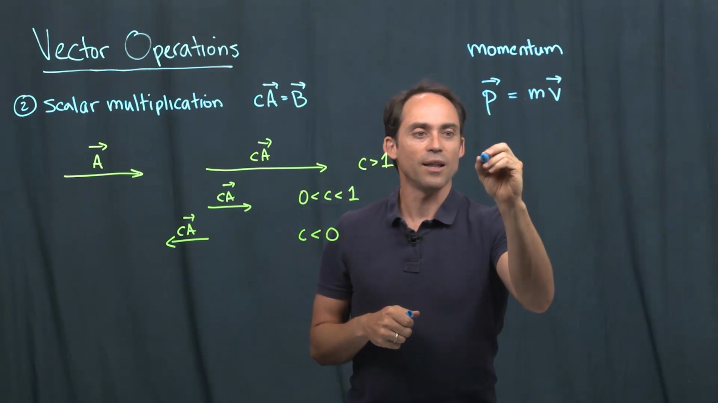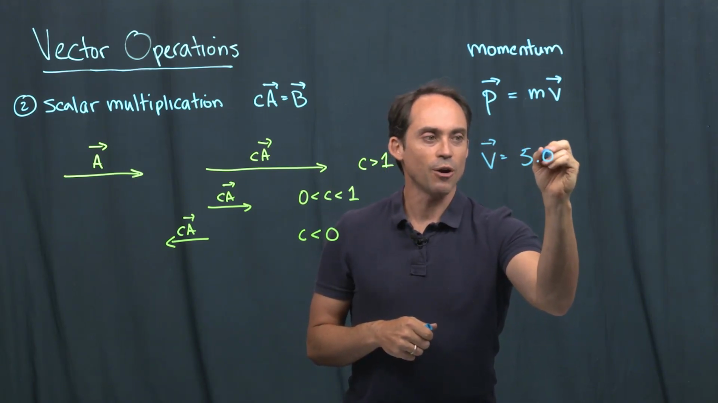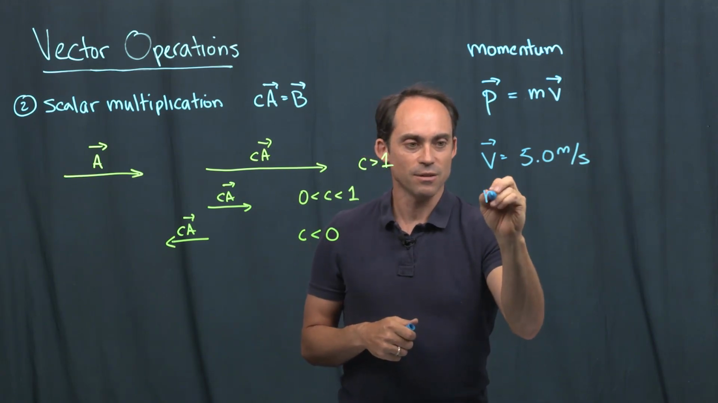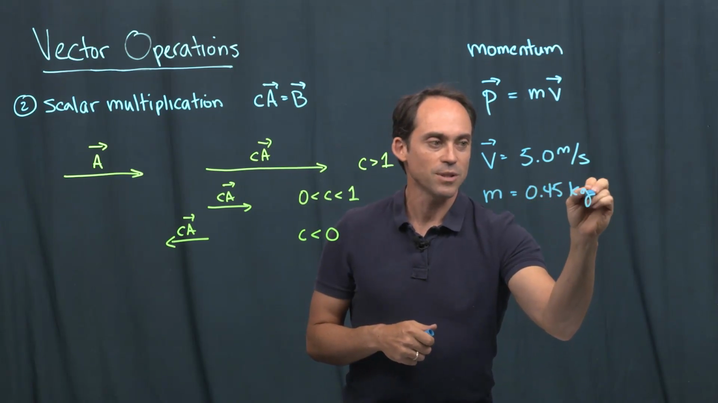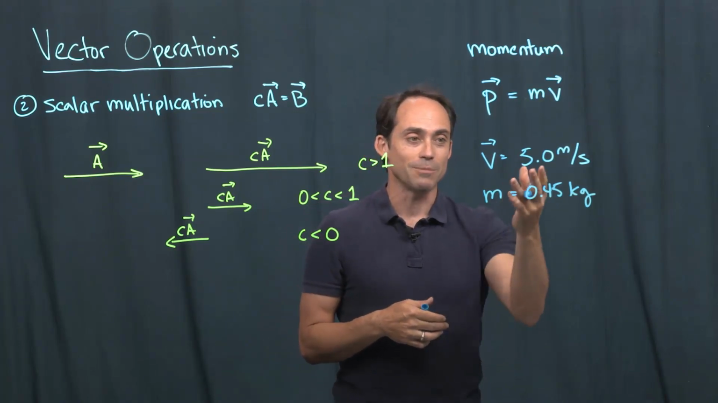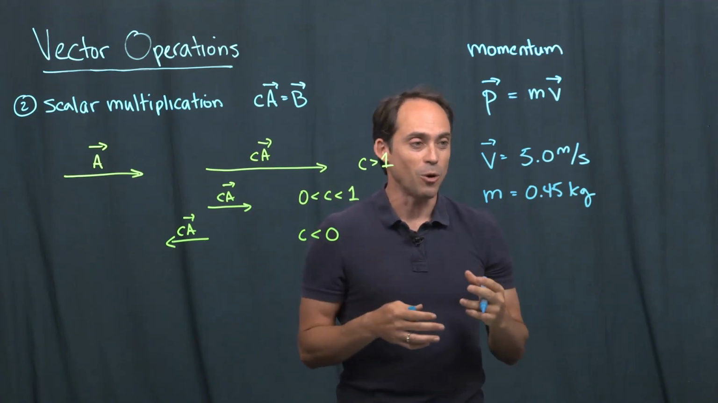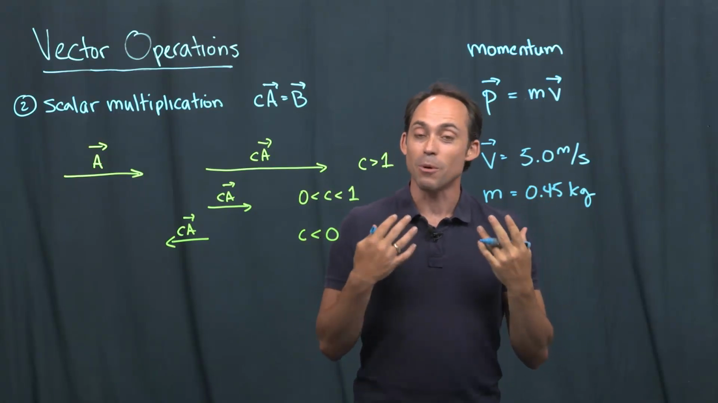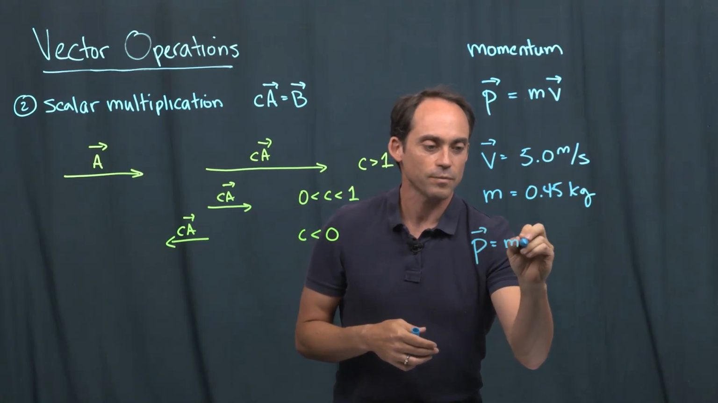So if we take an example of, for example, a velocity of 5.0 meters per second and a mass that's equal to 0.45 kilograms. And just for context, this is about the mass of a soccer ball, and this is about the speed or velocity of a very quickly kicked soccer ball that might go in the goal against the Japanese in the World Cup recently. We can calculate the momentum of that soccer ball by just multiplying these numbers together.